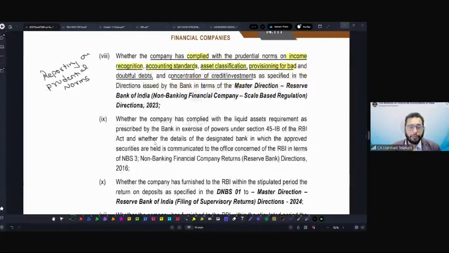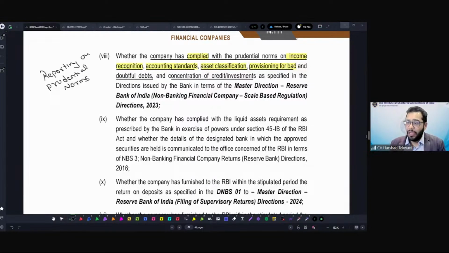Okay, now there is a requirement of maintaining liquid assets in the RBI Act. There is a specific section, 45-IB, basically, that they need to maintain liquid assets, a particular percentage of total assets. They are to maintain the liquid assets. Okay, and whether that has been complied with or not, the auditor has to report.